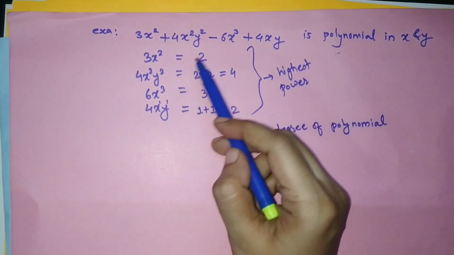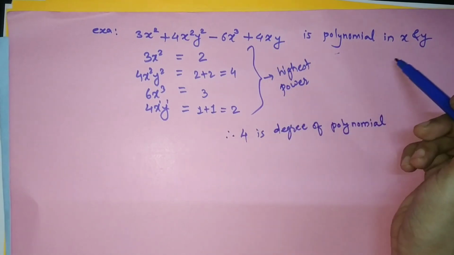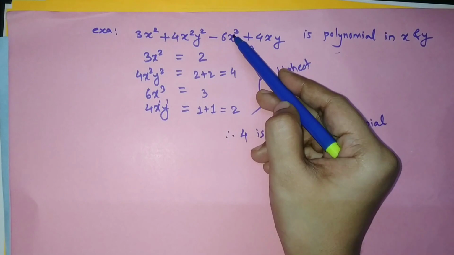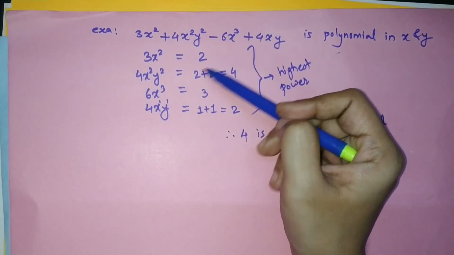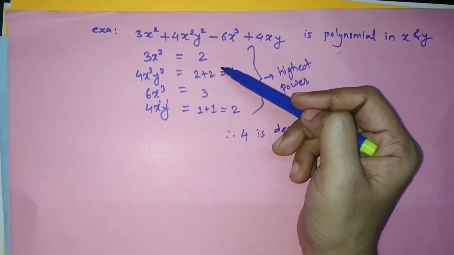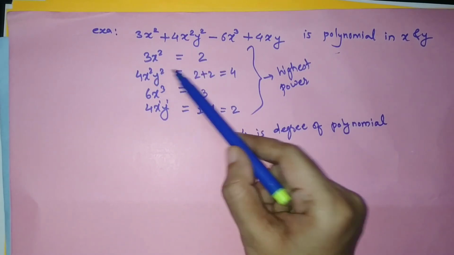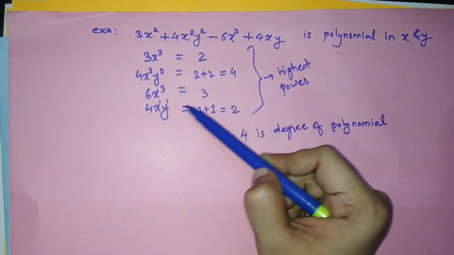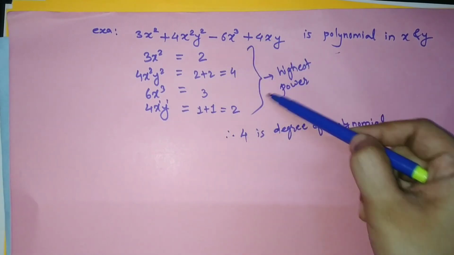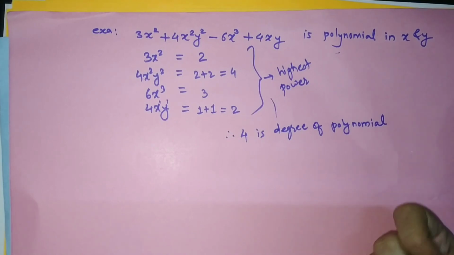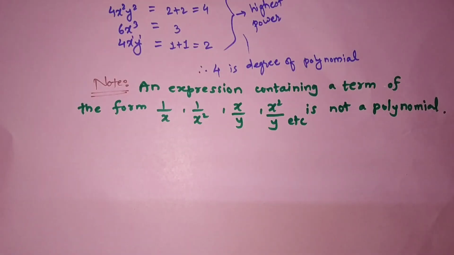So friends, when there is a polynomial in two variables, we will find the degree of each term, and then the greatest sum is the degree of the polynomial. Like here x to the power 2 is for this term, here 2 plus 2, 4 is there, here 3 is there, and here 1 plus 1, 2 is there. So among all these terms, the highest power of a term is 4. So finally 4 is the degree of the polynomial.